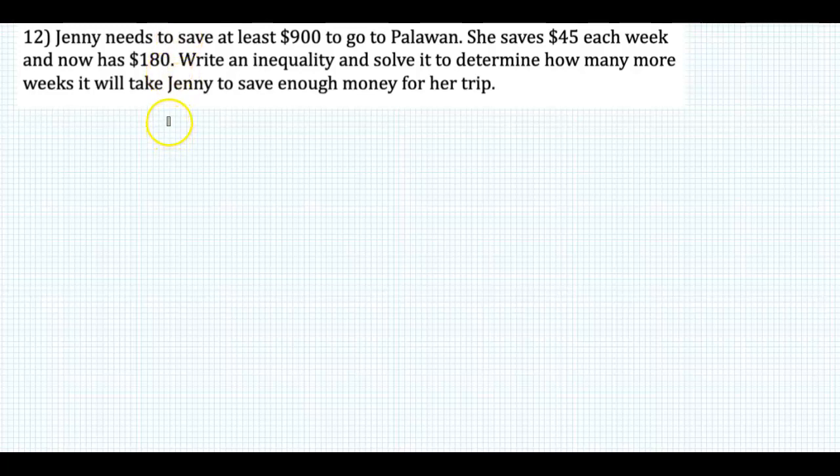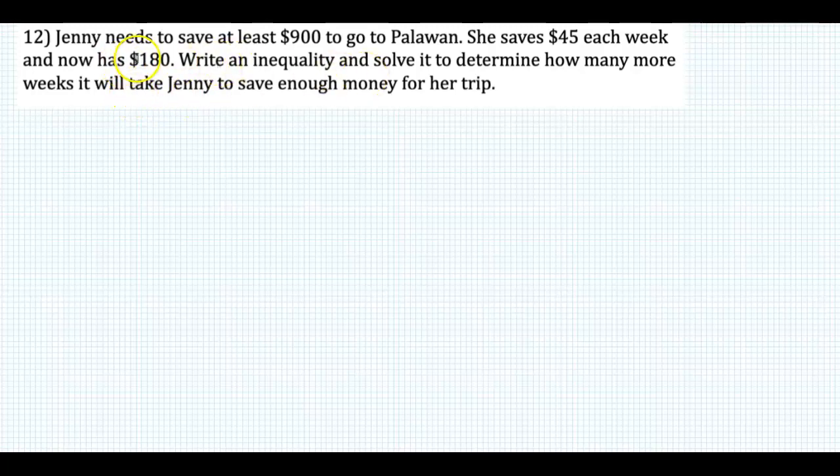Let's see. So Jenny needs to save at least $900, at least. So that would be the minimum. So she could save $900, but it could be more, to go to Palawan. She saves $45 each week, and now has $180. So she has $180 now. Long ways to go. So let's write an inequality and solve it to determine how many more weeks it will take Jenny to save enough money.